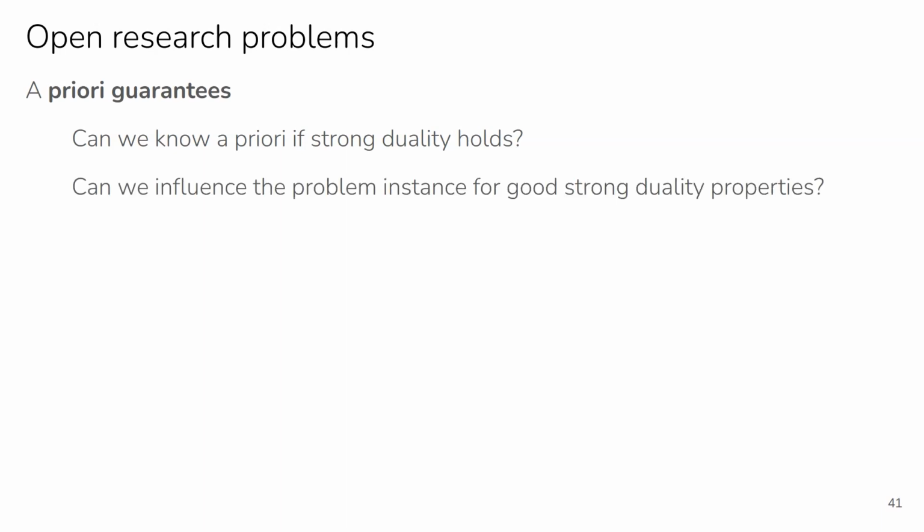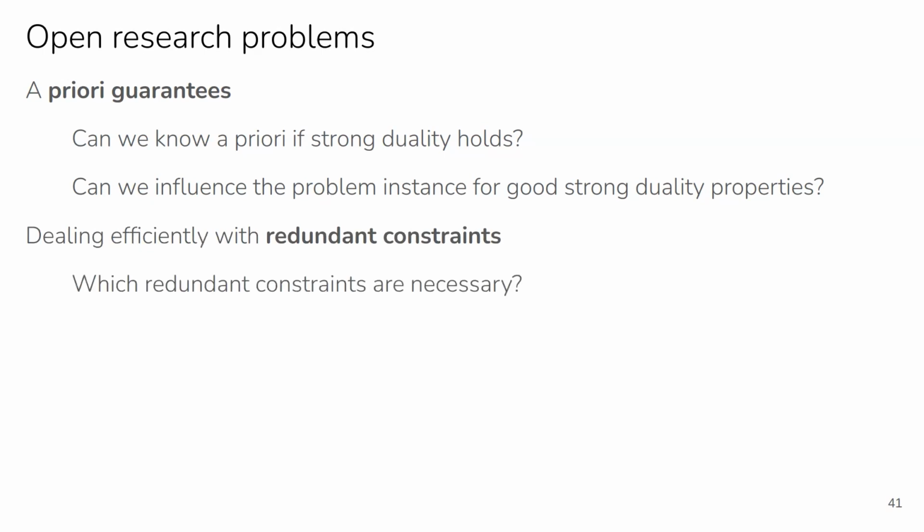For the open research problems, one very interesting question to answer is when we know that strong duality holds a priori. For now, we often see in hindsight that it holds, but it would be great to know beforehand. And maybe we could even influence our problem instance to make sure it holds. For instance, place anchors in a certain way so that we know that we will have strong duality. And then, as I already mentioned, dealing efficiently with redundant constraints is very important, knowing which redundant constraints are necessary and how to speed up these solvers for finding the multipliers under redundant constraints.